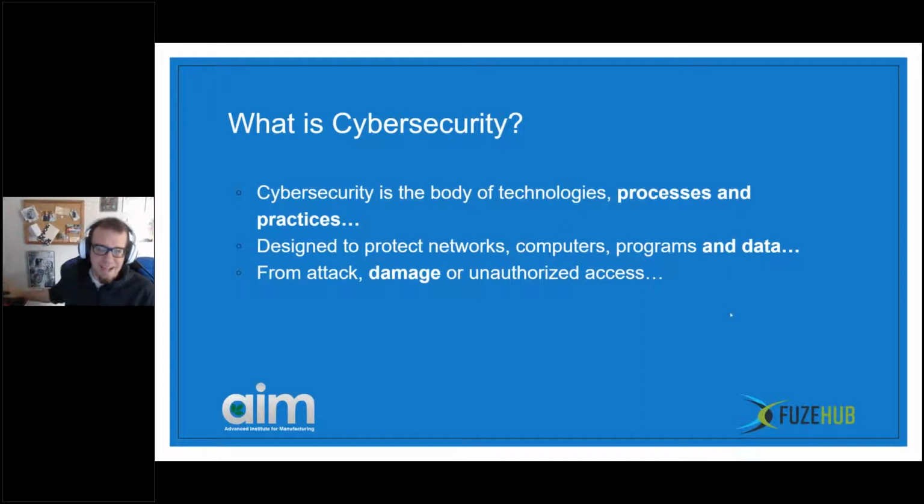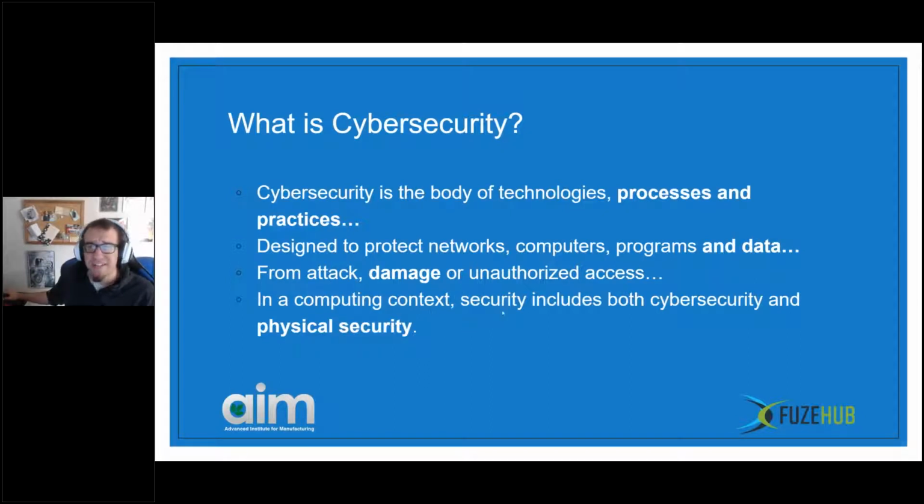From attack, damage, or unauthorized access. A lot of cybersecurity is dedicated to protecting us from the attack, the idea that somebody is trying to maliciously do us harm. But in reality, a lot of cybersecurity concerns tend to come from damage. It's just accidental, things that people who work for us did and either shouldn't have done or didn't mean to do. We want to make sure that we're protecting ourselves, not just from people who are actively trying to hurt us, but that we can't hurt ourselves as well.